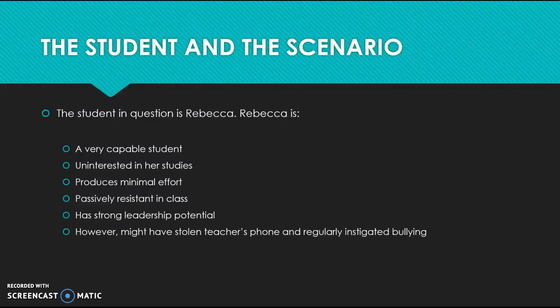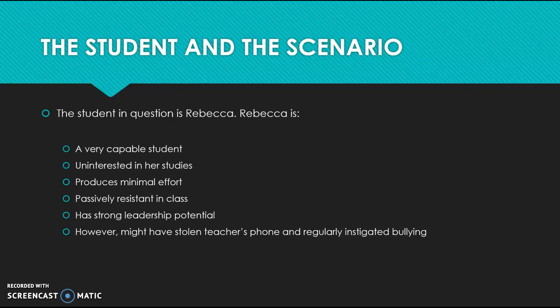So I got scenario number 7. The student in question is Rebecca. I can see that Rebecca could be doing better. However, she chooses not to apply her potential in a positive manner. She's a very capable student, but she applies the minimal amount of effort to just squeeze through in her classes.